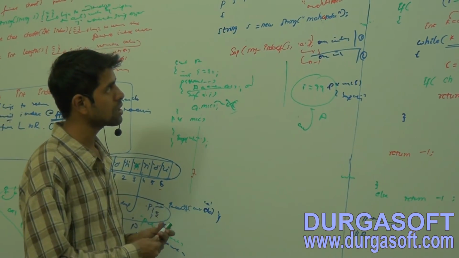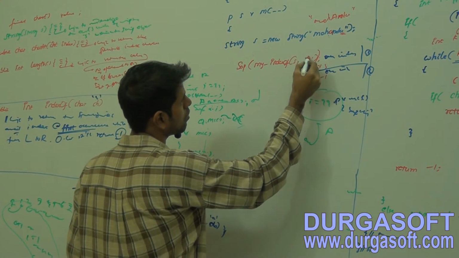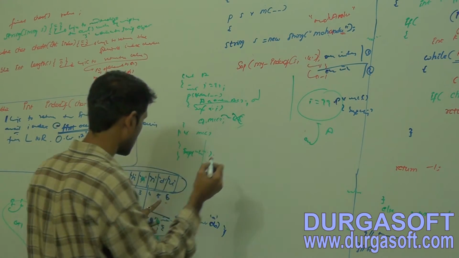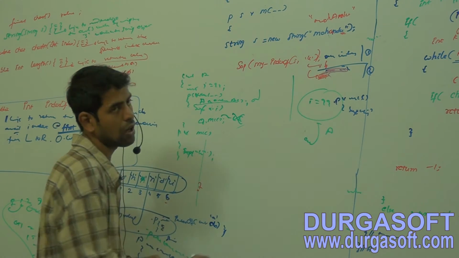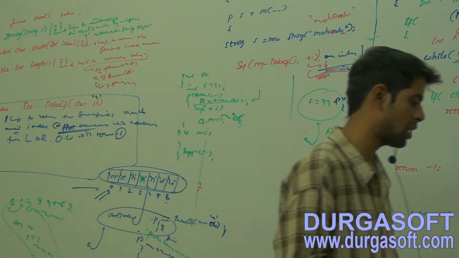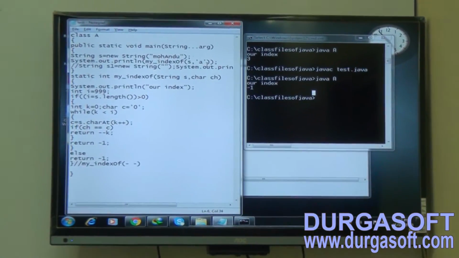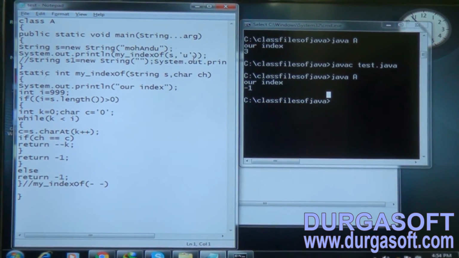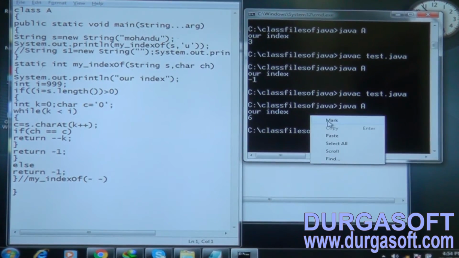Now if I pass here u, what should be the output? 6, right? Our index 6 should be the output, right? Observe here, let me compile that particular thing. Let me put here u, friends. Let it be u. Our index 6 should be the answer. Yes, it works fine.